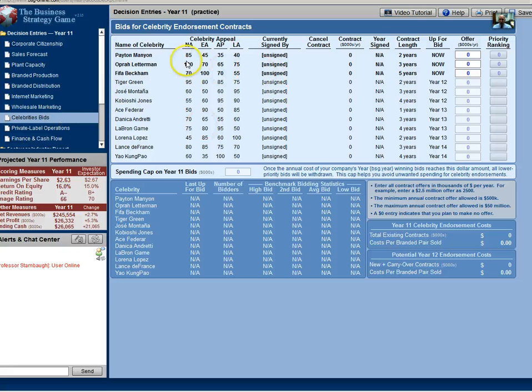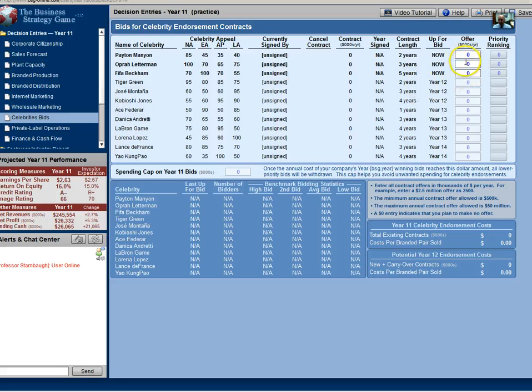Celebrity bids, you can see there's a whole group of celebrities you're going to have the opportunity to bid on. This is where you can decide how much you're going to pay them per year. In year 11, there are 3 celebrities up for bid, and you get to priority rank them, and you can set a total bid. So let's just assume that I was willing to spend $5 million on Manning, $5 million on Oprah, and $5 million on Beckham.